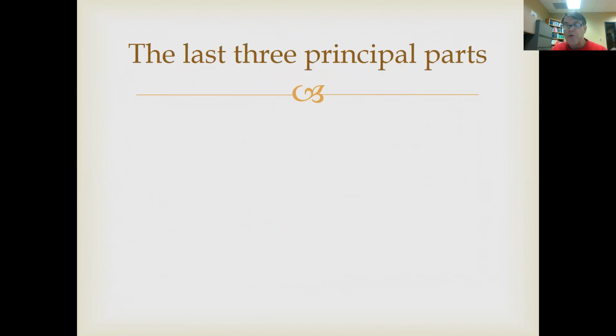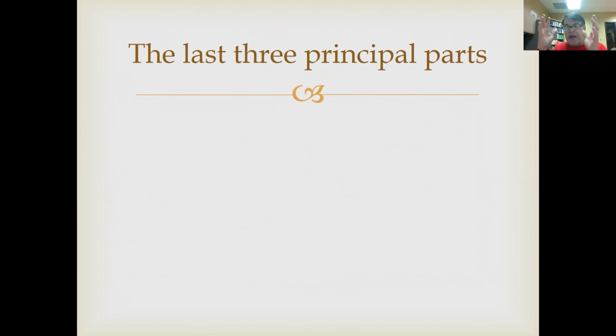The last three principal parts. So remember, the first three principal parts were luo, luso, elusa. That's the present stem, the future stem, and the aorist stem. Now the last three principal parts. It's like if you took all the General Motors cars and divided them into six different chassis. All of General Motors cars fit on six different chassis. And if you know these six chassis, you can recognize any General Motors car.